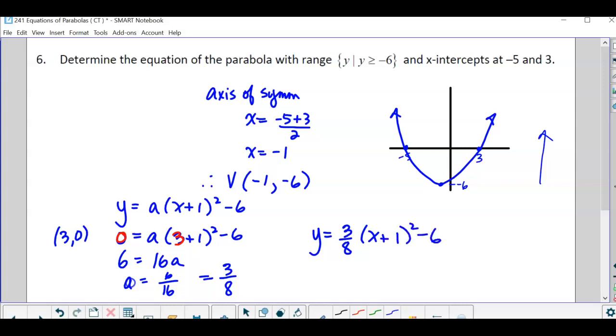You can test, maybe put in negative 5, right? Another point, so negative 5 plus 1 is negative 4 squared is 16. Divided by 2 is 8, times 3 is 24... sorry, 16 times 3/8 is 6, minus 6 is 0. So, yeah. That's your equation. And again, you can graph it and test some of the points as well.